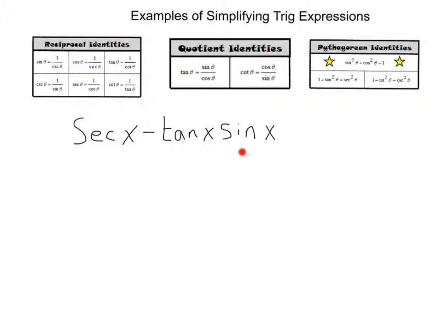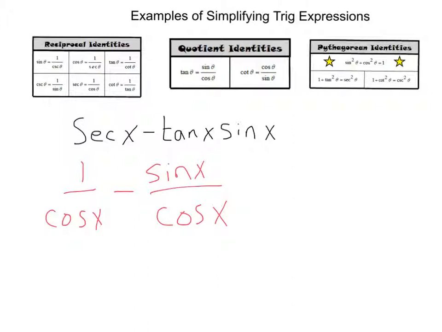Alright, looking at this first, I want to see, can I factor anything? Well, these have nothing in common. Secant x over here, tan x sin x over here, so I can't factor. Next, I would rewrite this using sine and cosine functions. So secant x is going to turn into 1 over cosine x minus tangent x. That's a quotient identity. That's going to be sine x over cosine x. And my sine x, I can leave as it is because it's already using sine.